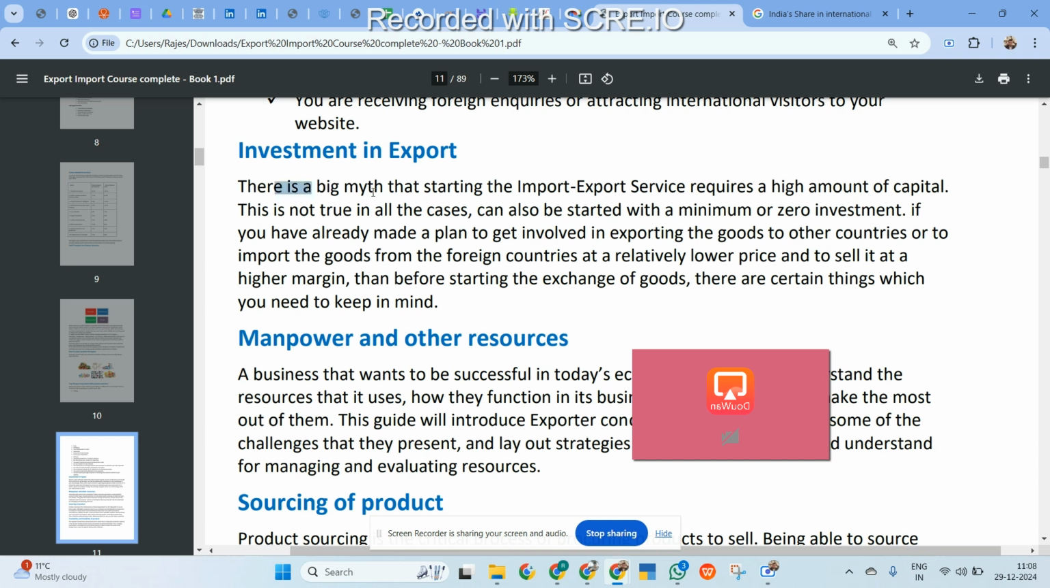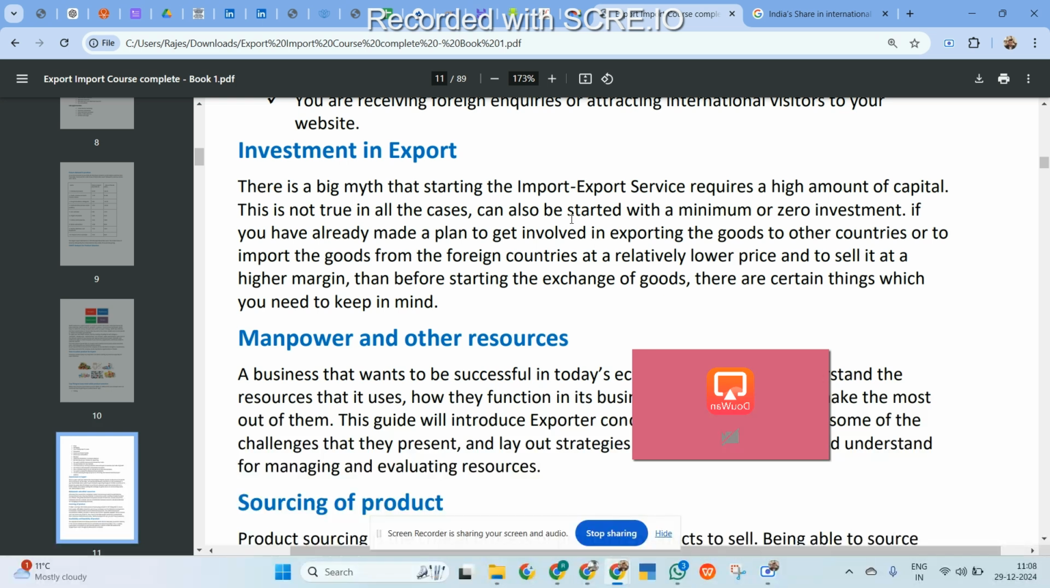Investment in export. There is a big myth that starting an import export business requires a high amount of capital. This is not true. You can even start from zero investment. If you have already made a plan to get involved in exporting goods to a country or importing goods from a foreign country, for importing the goods maybe you have to invest something, or you can work in a joint venture as well, if possible.